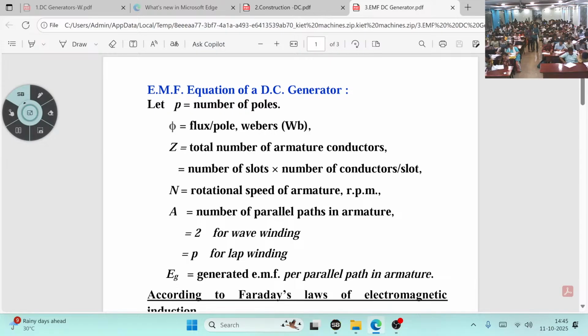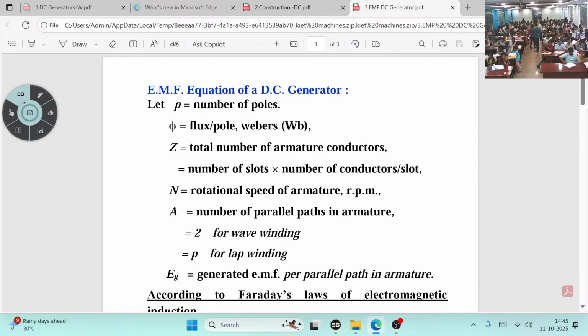EMF equation of the DC generator. Here, what is meant by P? P is the number of poles available in the DC generator. Phi is nothing but the flux per pole, which is measured in Webers. Z is equal to the total number of armature conductors.